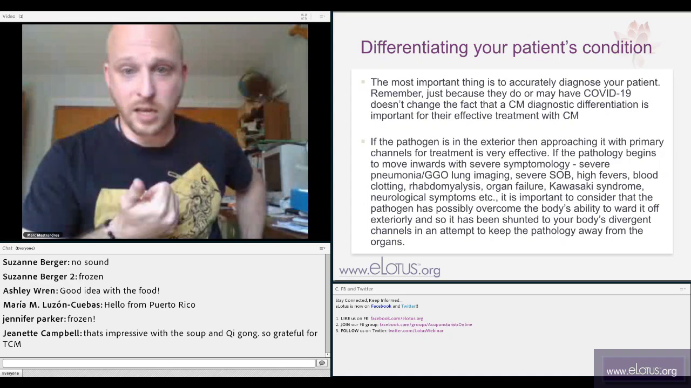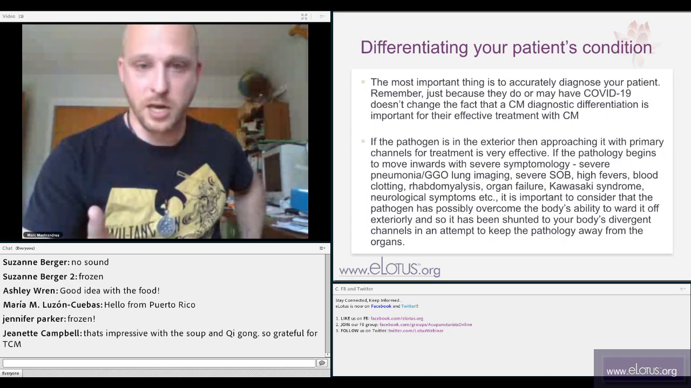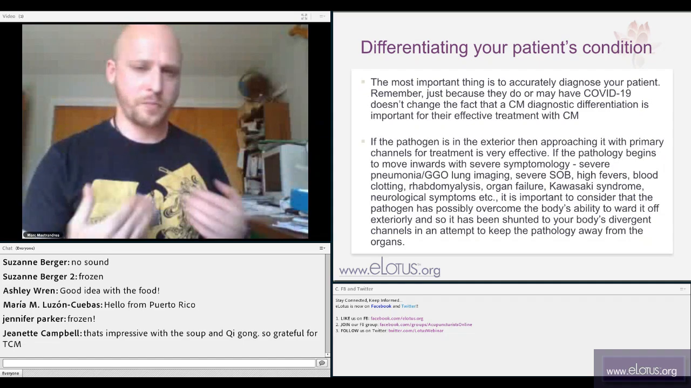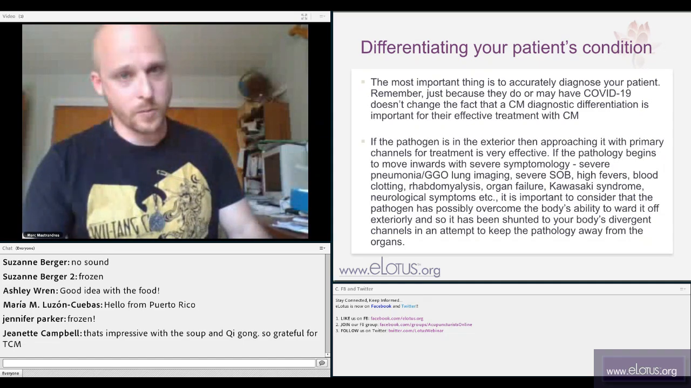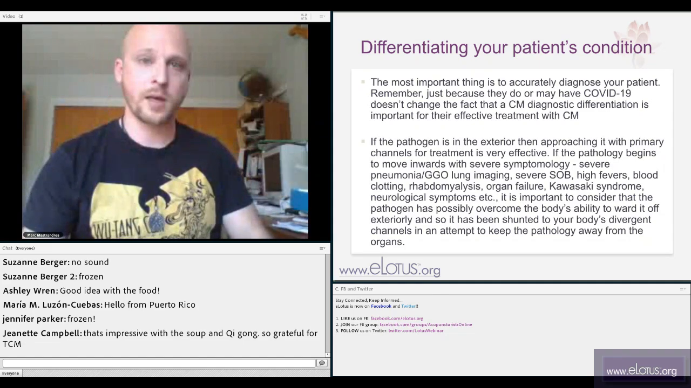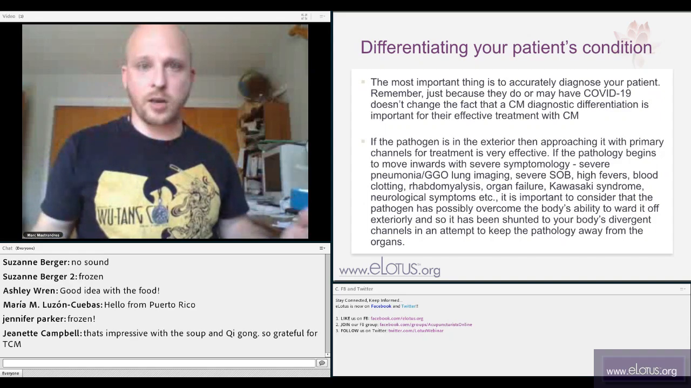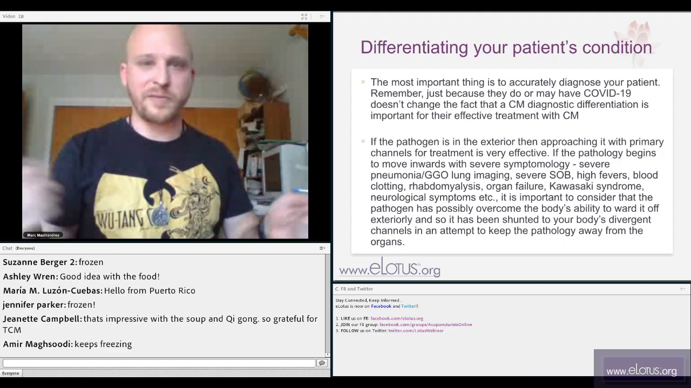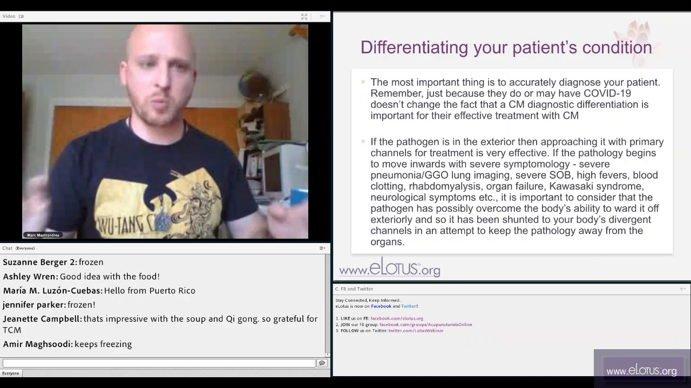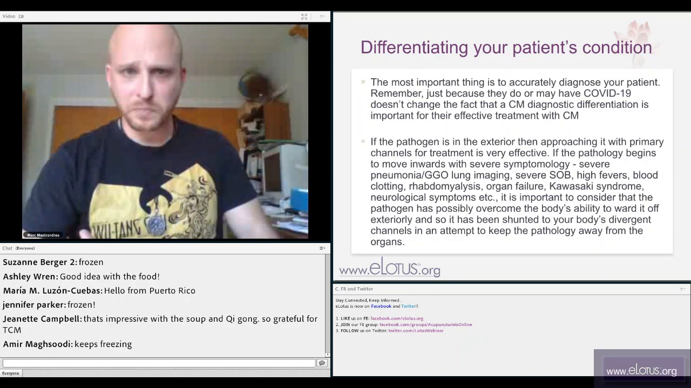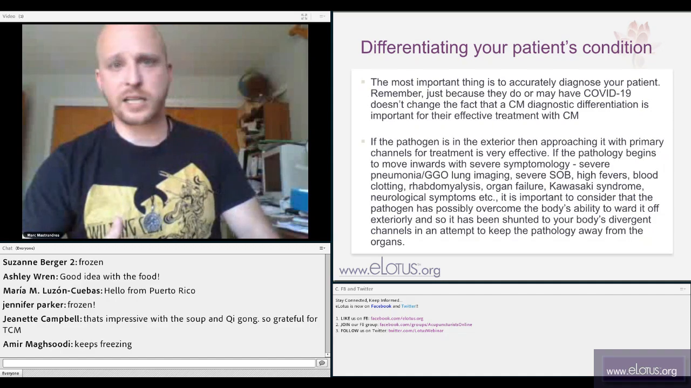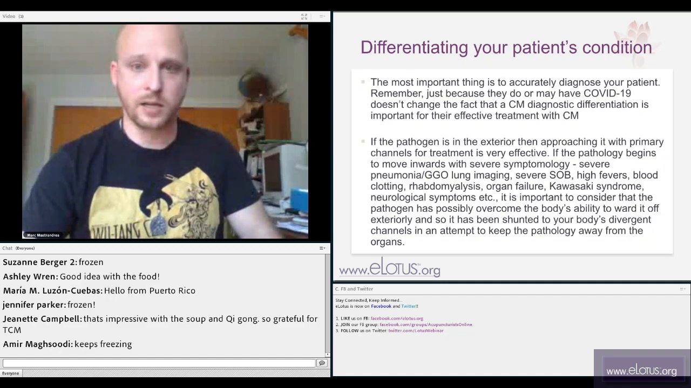If the pathogen is in the exterior, then approaching it from a primary channel point of view is very effective. I've treated plenty of confirmed COVID patients, dozens and dozens at this point, and when it's in the exterior, primary channels work very, very well. You don't even need divergence for most of them. Primary channels, and we'll go over some points. They work very, very well. They'll clear the heat out, they'll clear the dampness out, they'll clear whatever.